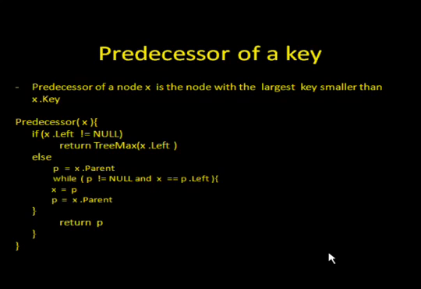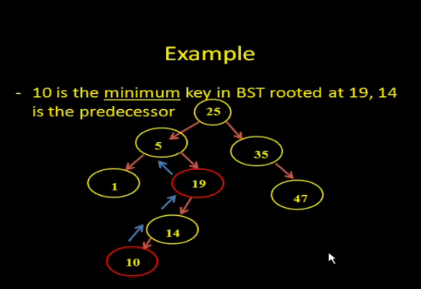Now we're going to talk about the predecessor of the key. This is almost the opposite of the successor. Instead of looking for the next one, you would look for the previous one to the node that you're currently looking at. So here, if we're looking at the node 19, and you're looking at the tree to it, 14 would be the predecessor, and 10 would be the minimum key in that tree.